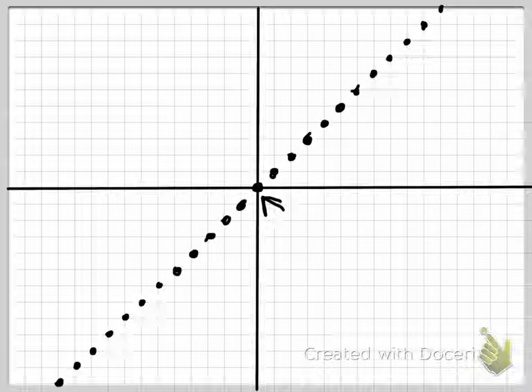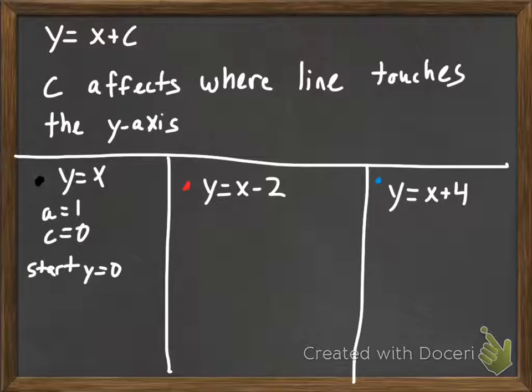So let's get started. So y equals x plus c. So we're just going to work with an a that's 1, and then we're going to manipulate our c. So c affects where the line touches the y-axis. So c tells us where we're starting on the y-axis. So in our y equals x, our a is 1, our c is 0, so we're going to start at y equals 0. So here with this red line, we have y equals x minus 2.